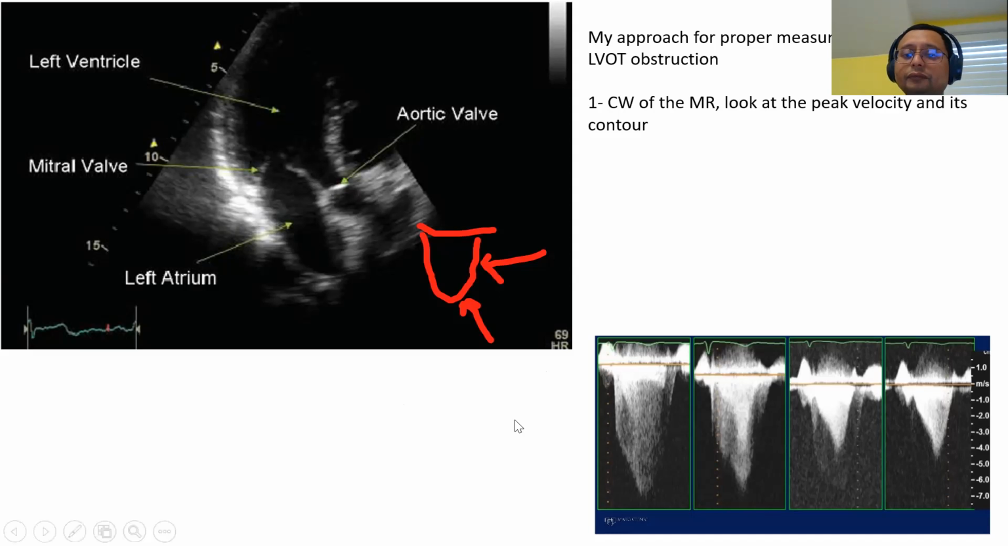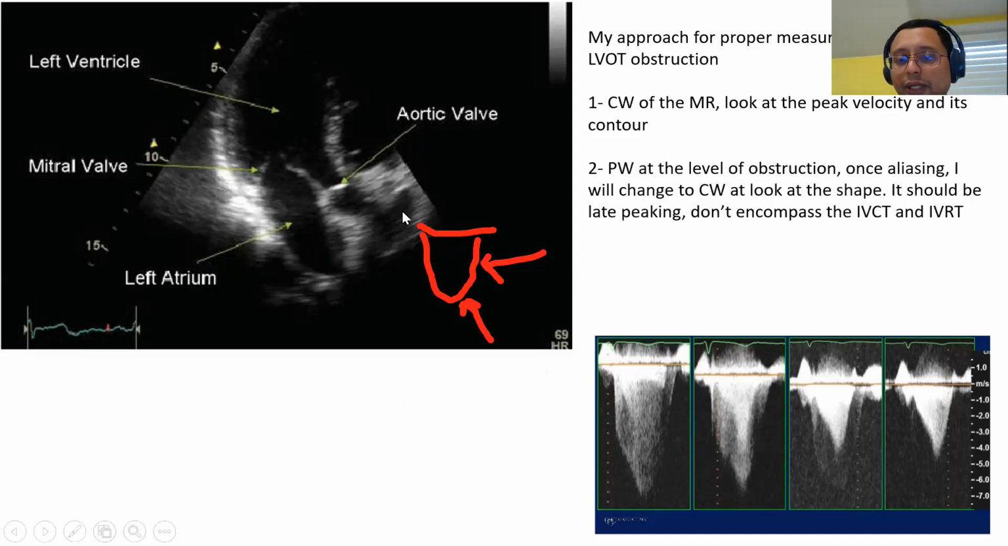Second, after I do that, all right, I do pulse wave at the level of obstruction. So I try to do pulse wave at the level of obstruction. Okay, I look at it. Once it's aliasing, so what is aliasing? Aliasing means that it cannot fit the whole of the image. Then I know that I am at the level of obstruction. I change to continuous wave Doppler. So my second way is I go here and use my continuous wave Doppler.